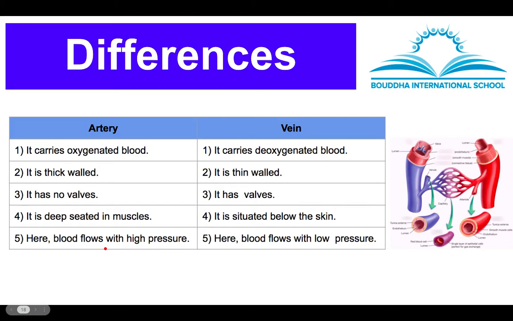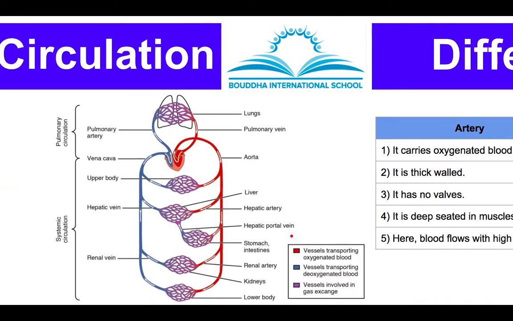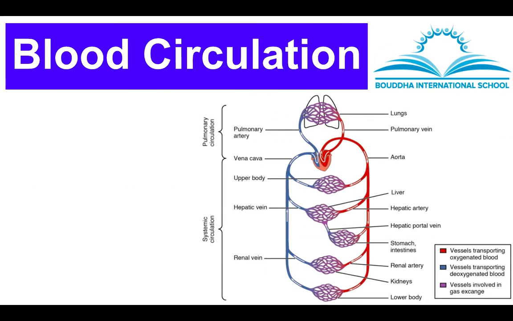And in artery, blood will flow with high pressure because artery receives the blood from the heart, that's why here the blood flows with high pressure. But vein collects the blood from the whole body, that's why here blood flows with low pressure. Okay, with this we finish the circulatory system components.